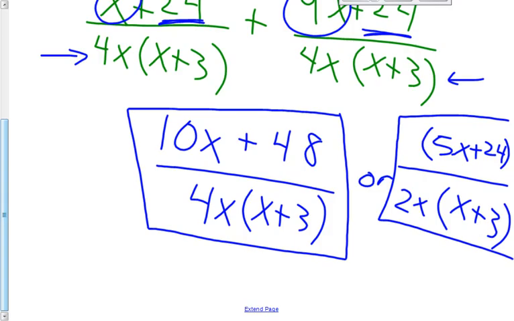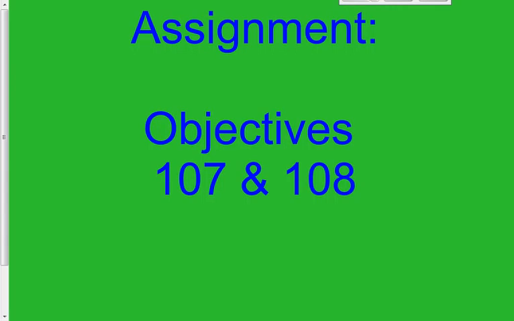So those problems might be kind of intimidating the first time you look at them, but the procedure is the same on all 4 of them. So if you took good notes on 4, 5, 6, and 7, I don't think Objective 107 and 108 should be anything too difficult for you. Be sure to let me know if you have any questions on those.